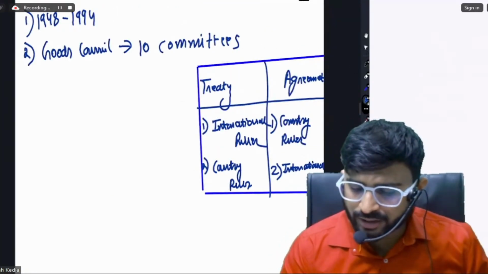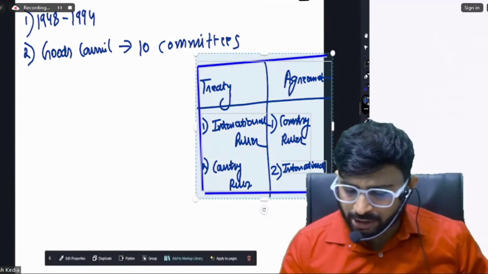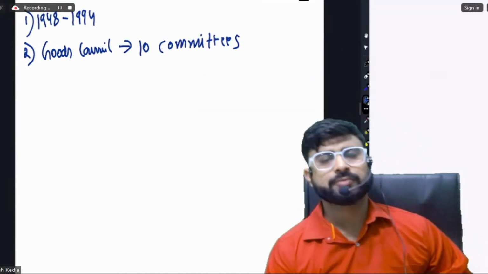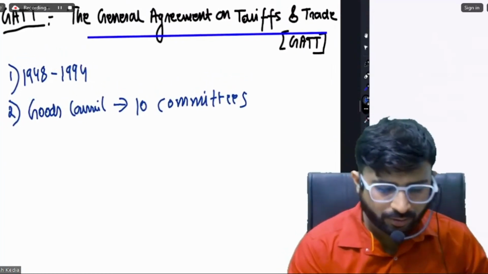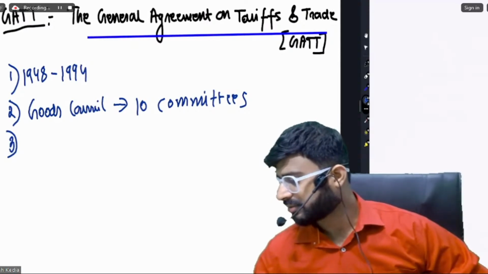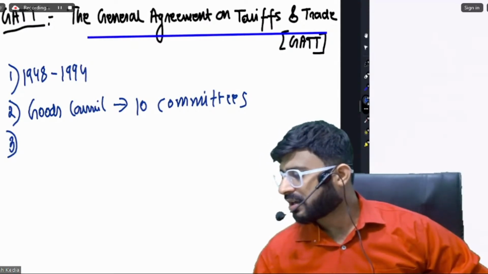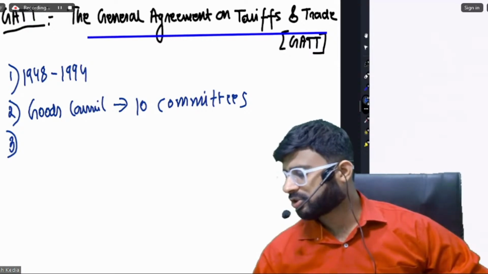So let's talk about it now. Goods Council had 10 committees. Relevance means use, logic, jarurat.